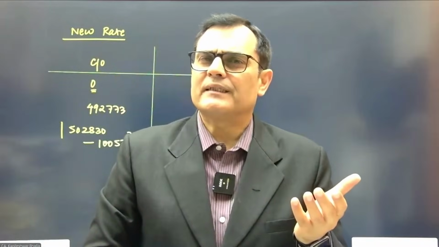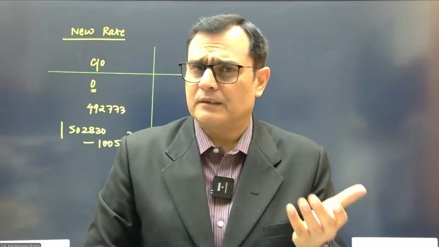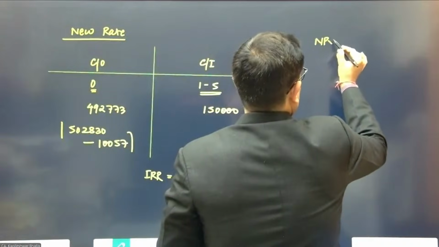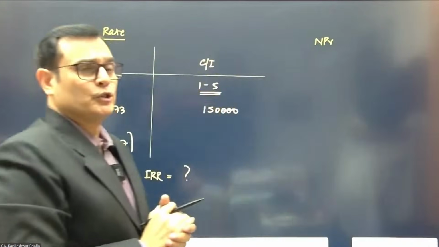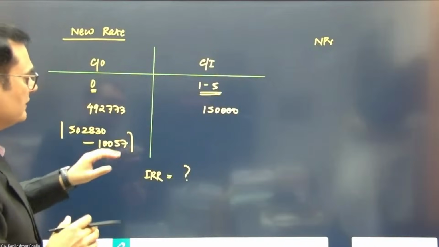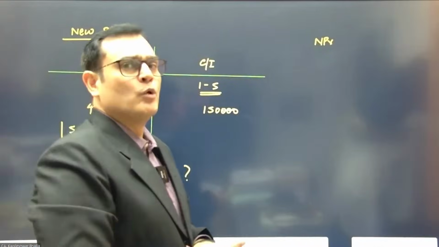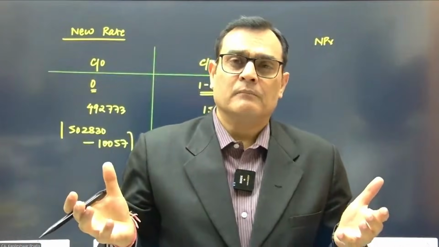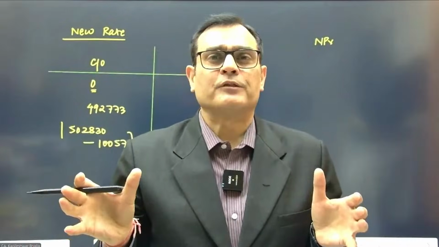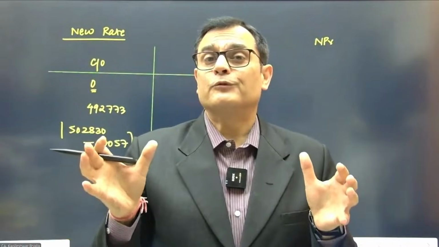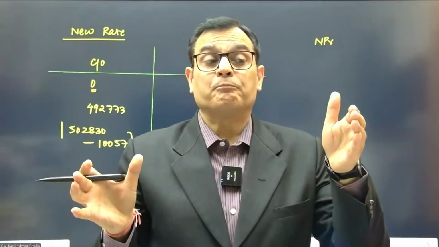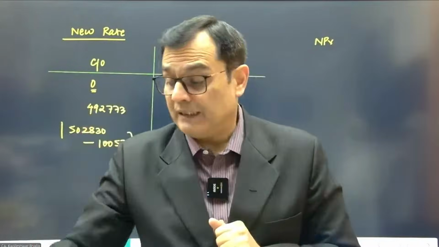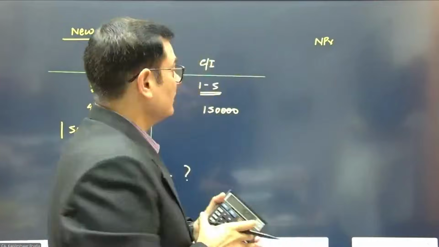So maybe we can try that at 16 or 17%. So let's do one thing. Let's calculate the NPV. For the safe side, though I know that at 15%, I'm going to get NPV 10057, what's the harm? Let's still calculate. Because when you calculate an internal rate of return, you always create a range where you need to get a positive NPV at a low range and a negative NPV at an upper range. So let's do one thing.